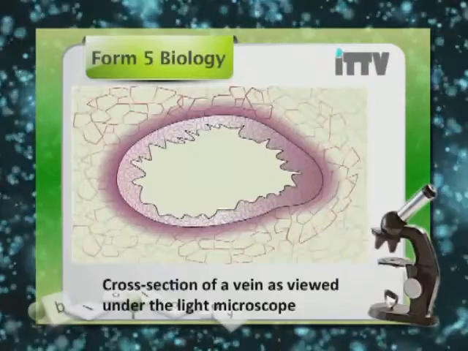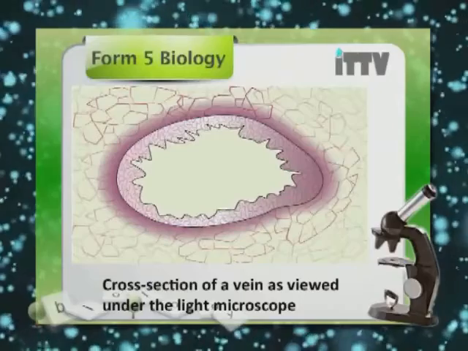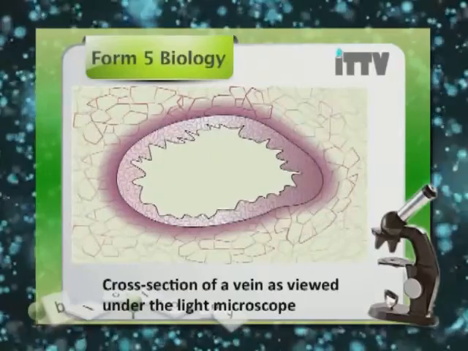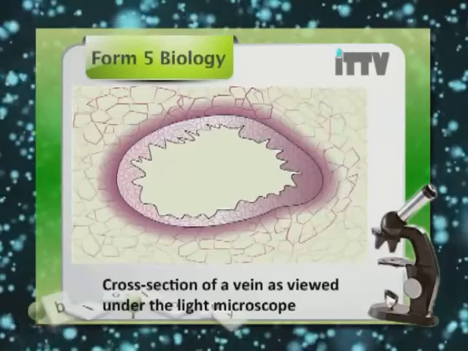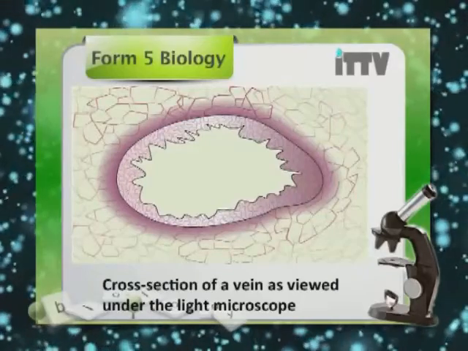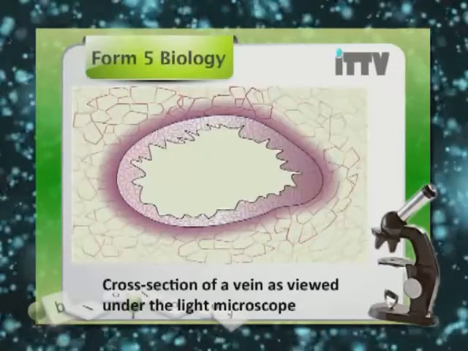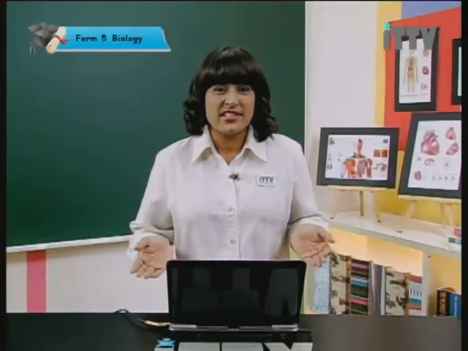Now we're going to take a look at a cross-sectional analysis of a vein under light microscopy. If you see this structure, you will realize that the middle layer is much more thin compared to the artery, as we have shown you earlier, and the lumen is larger for the vein. I am sure, dear students, that after this, given any histological slide to differentiate between an artery or a vein, you would be able to do it just like that.